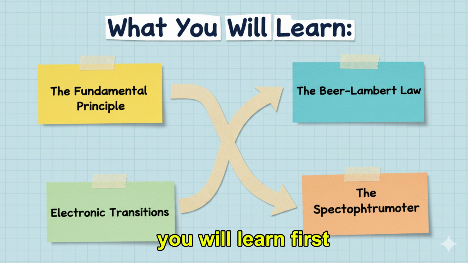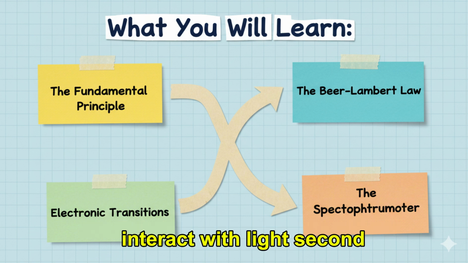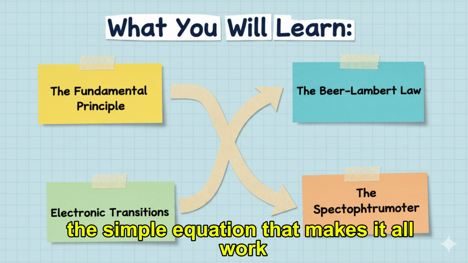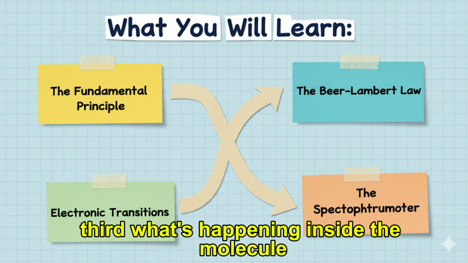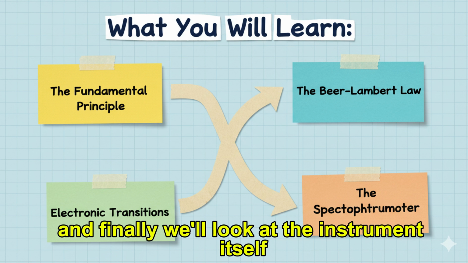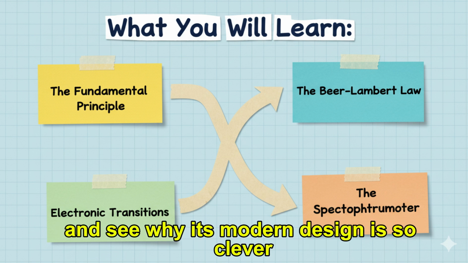You will learn, first, the fundamental principle of how molecules interact with light. Second, the famous Beer-Lambert Law, the simple equation that makes it all work. Third, what's happening inside the molecule, the fascinating world of electronic transitions. And finally, we'll look at the instrument itself, a spectrophotometer, and see why its modern design is so clever.